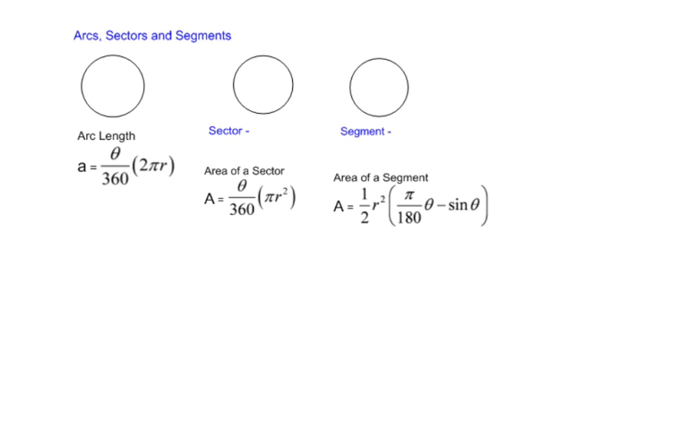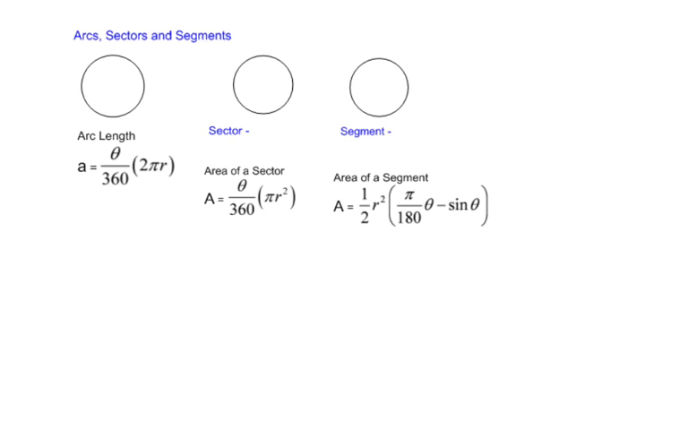So today we'll be talking about arcs, sectors, and segments. When we refer to arcs, we're actually talking about the arc length. The arc length is the distance along the arc of a circle, i.e., basically the distance along the outside of the circle based on the angle of the circle.